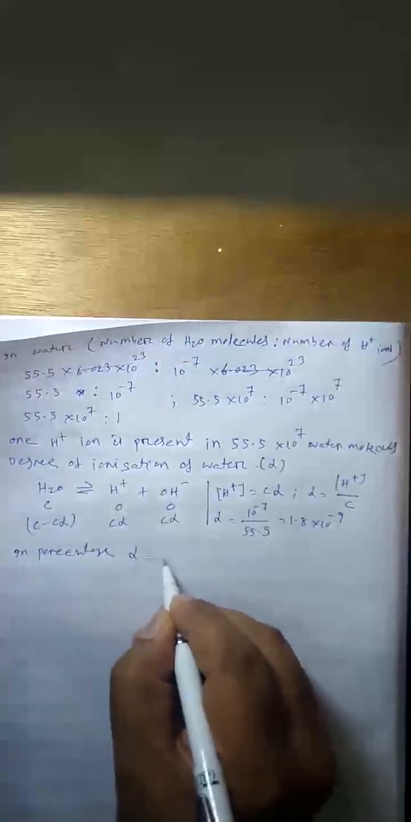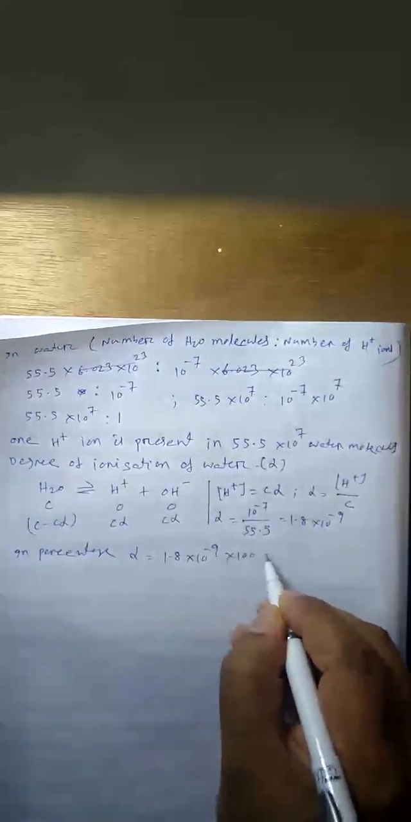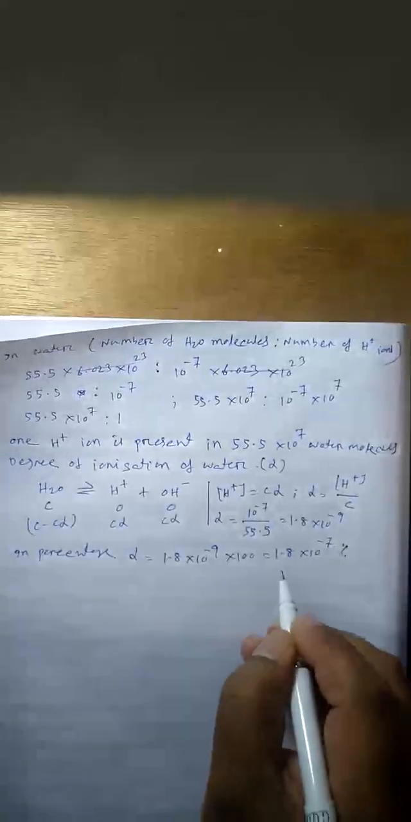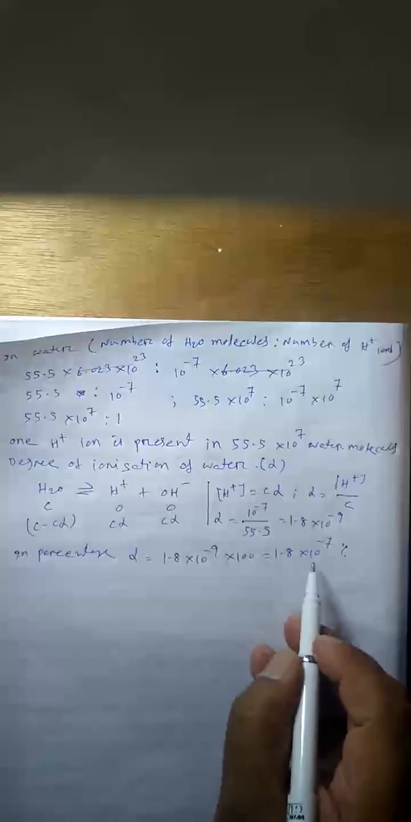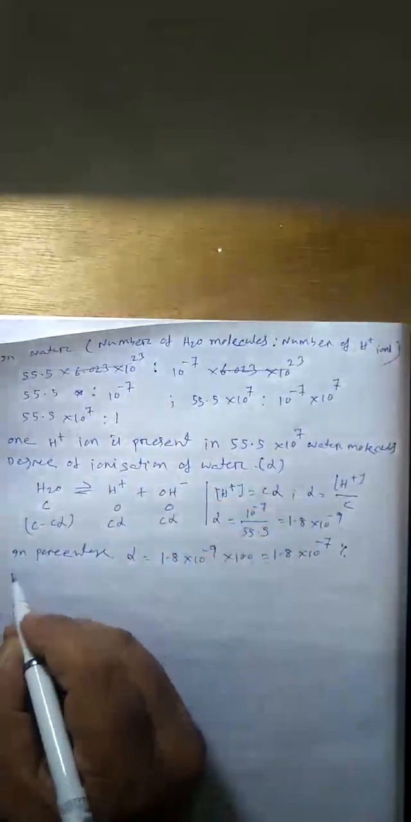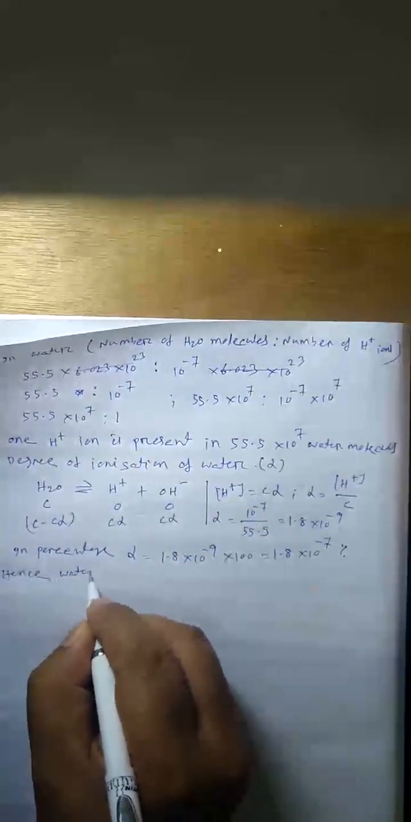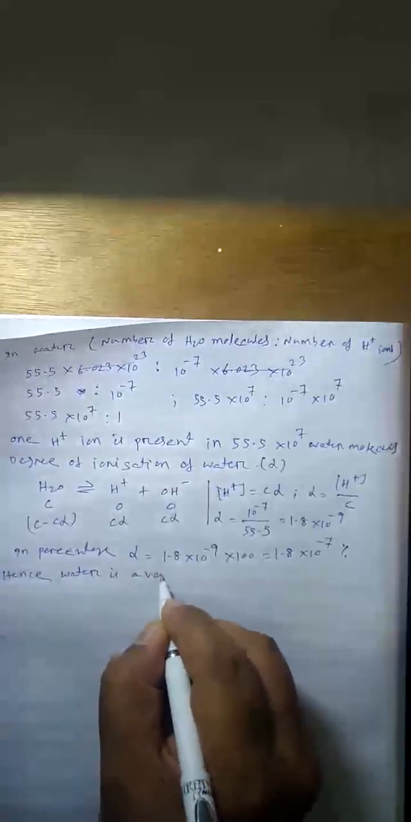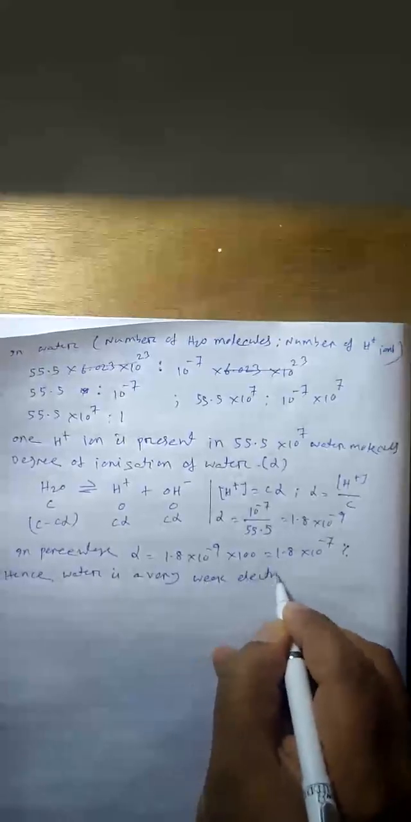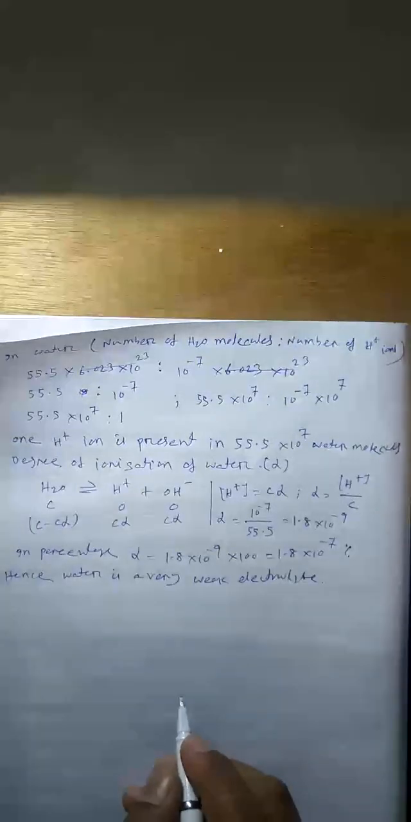In percentage, alpha is equal to 1.8 10 to the power minus 9 into 100. We get 1.8 10 to the power minus 7 in percent scale. So water is a very very weak electrolyte. Hence water is a very weak electrolyte. So this is the degree of ionization of water.